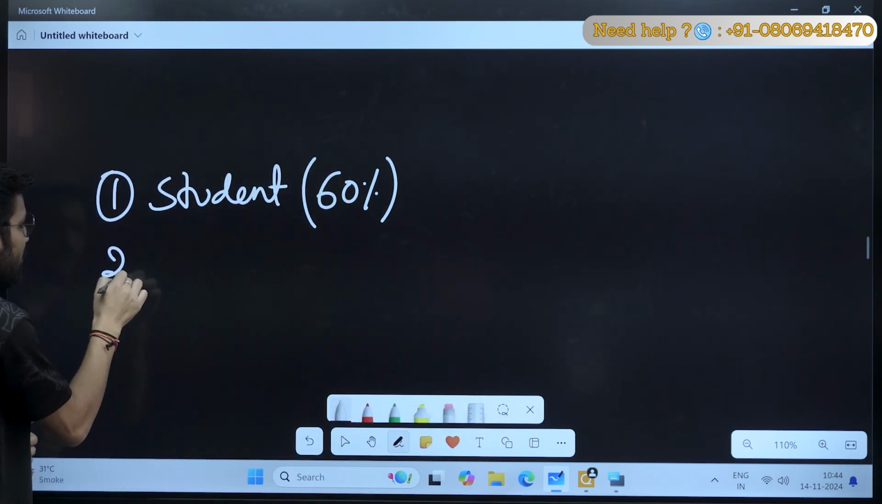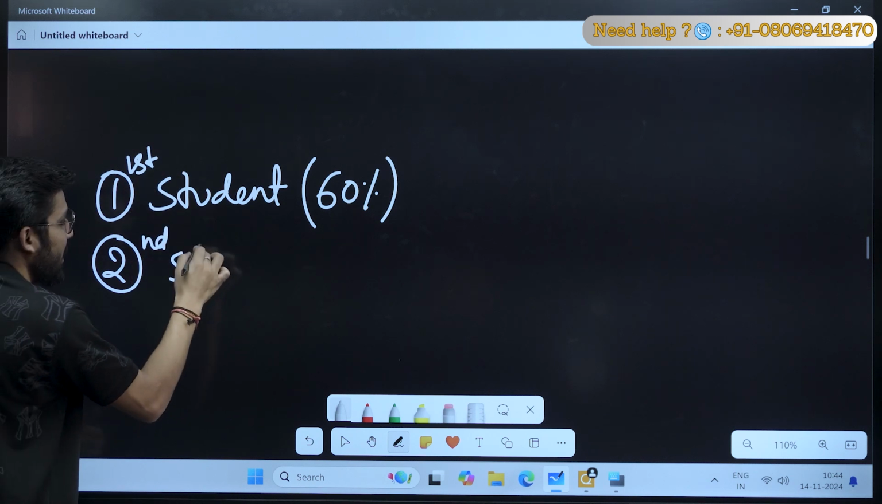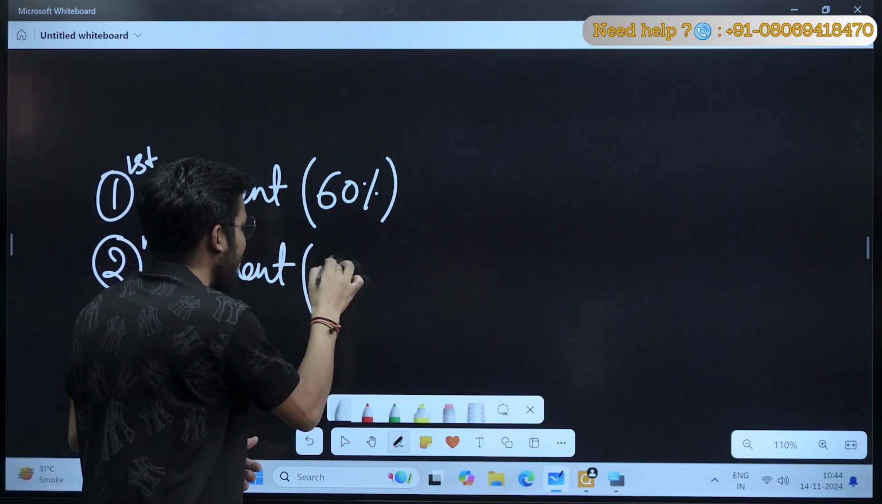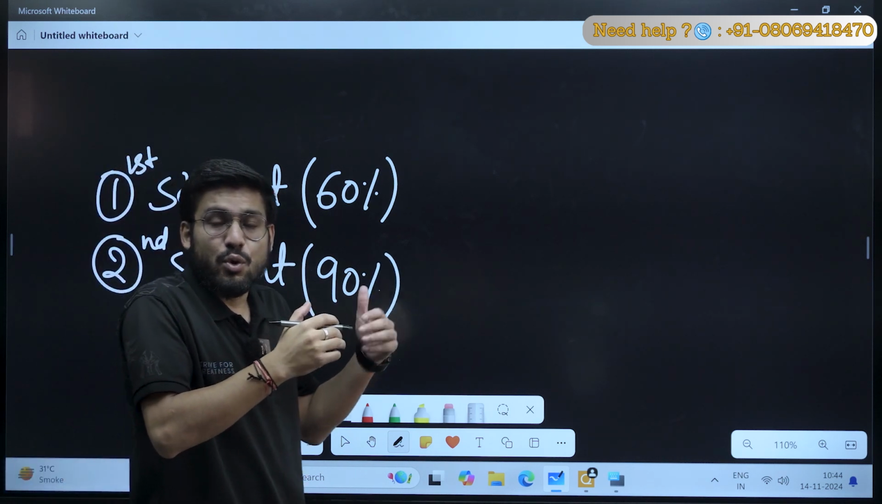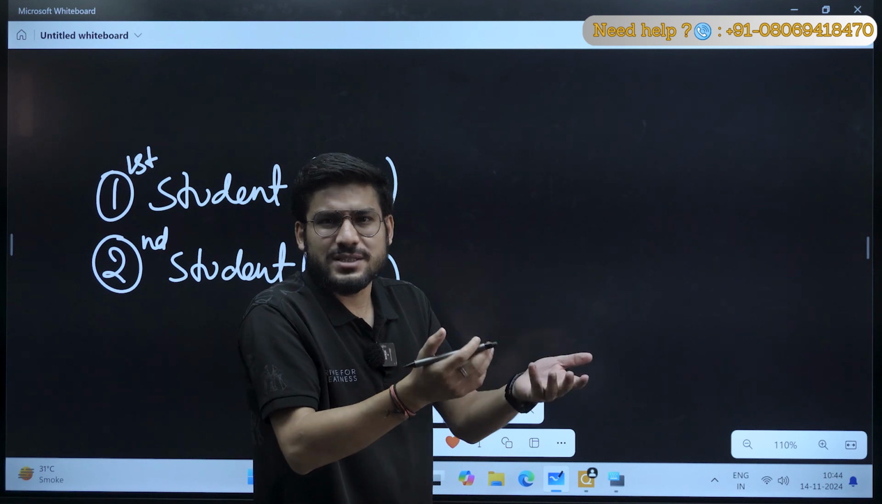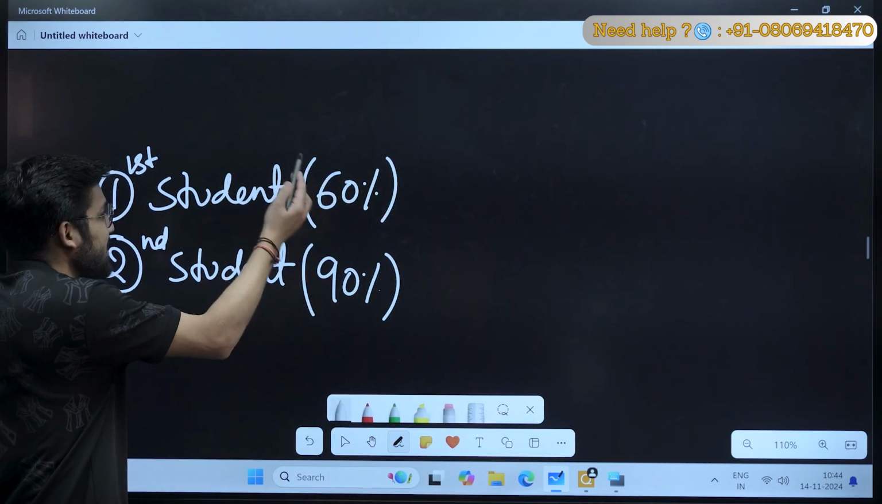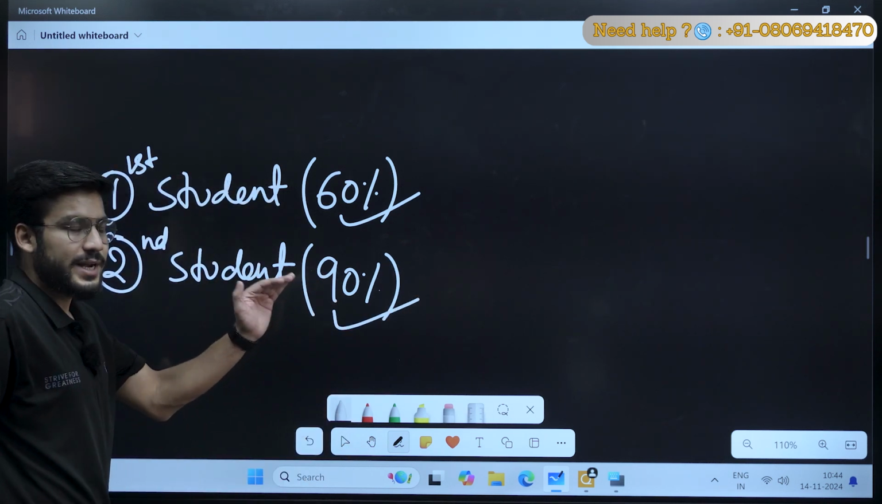Then there is a second student. So this was the first one and this was the second student. For the second student, in the past we have seen he generally scores approximately 90%, right? Now in the exam, both of these students want to score good marks, approximately 90 to 100%. Now in the past he only scores 60%, but this student scores averagely 90%, right?